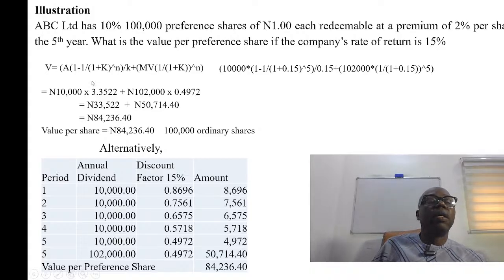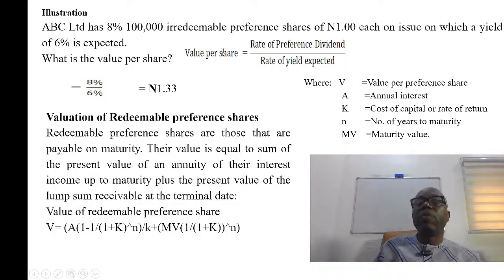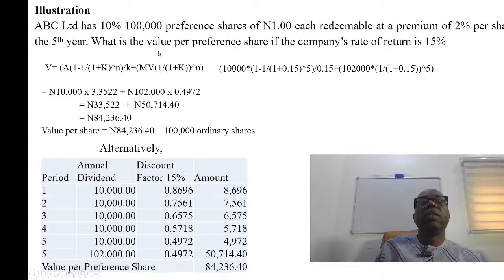So our A, annual interest, is 10,000. That is 10% of this 100,000, which is 10,000. That's it. So this will be paid for 5 years.